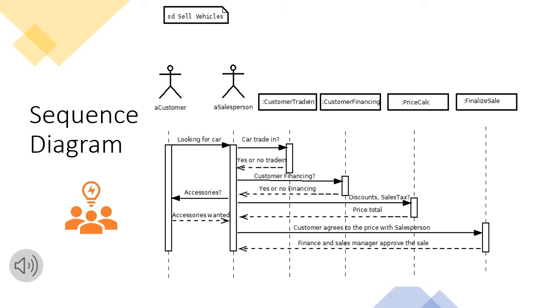Then, if the customer wants financing, the salesperson inputs required customer information under customer financing. Under price calculation, the system will present a total based on the previous information input plus applicable discounts and the sales tax. Finally, an agreement is reached for the sale and it is recorded under finalized sale.